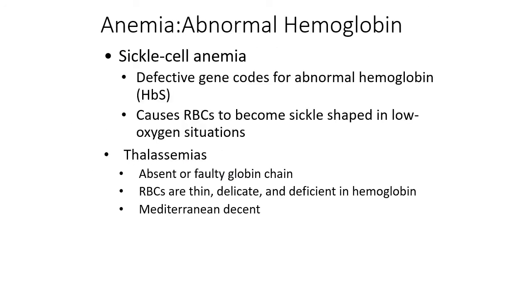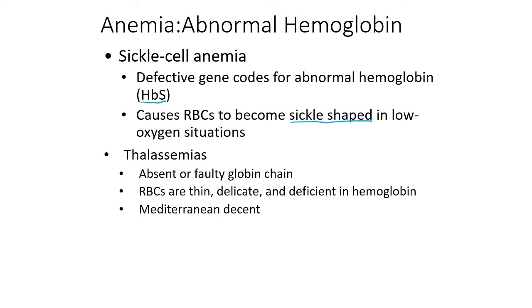Other types of things can be genetic, and so sickle cell anemia and thalassemia are both genetic disorders that cause red blood cells to be formed abnormally. Sickle cell anemia causes the red blood cells to have a sickle shape. The hemoglobin itself is slightly altered into what we call hemoglobin S, or a sickled hemoglobin, and this does not carry oxygen as well as it normally should.